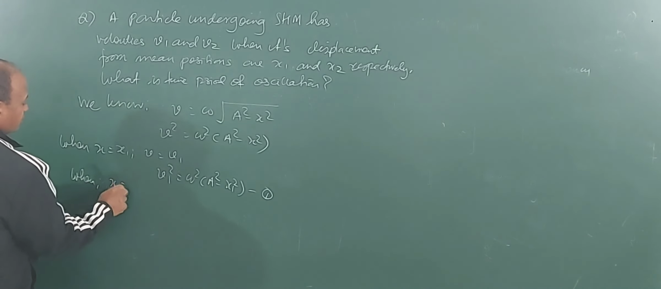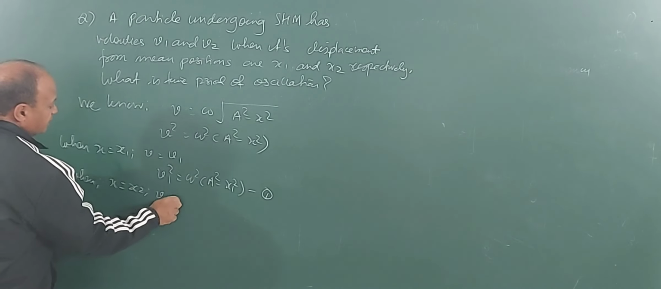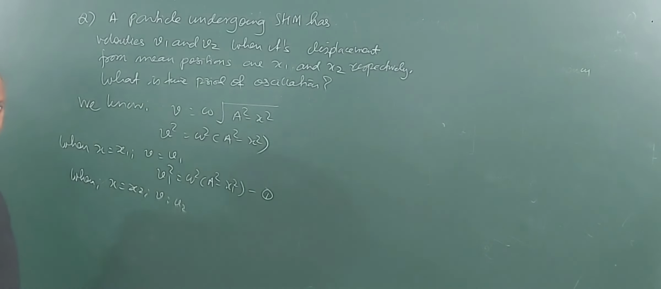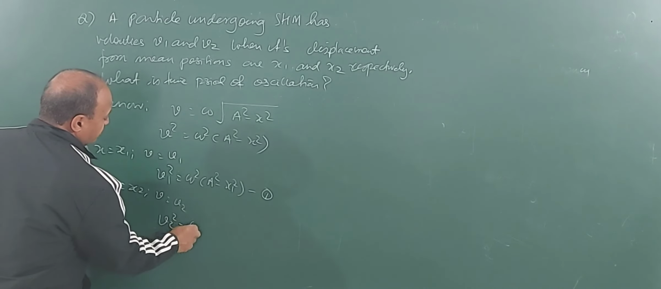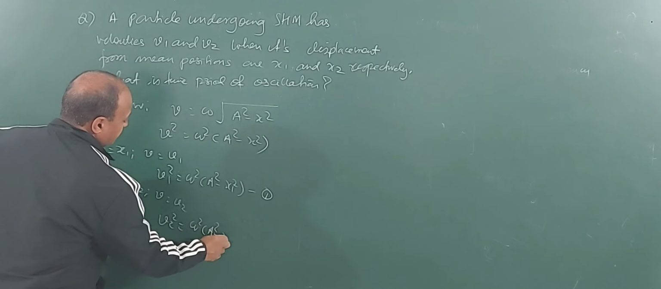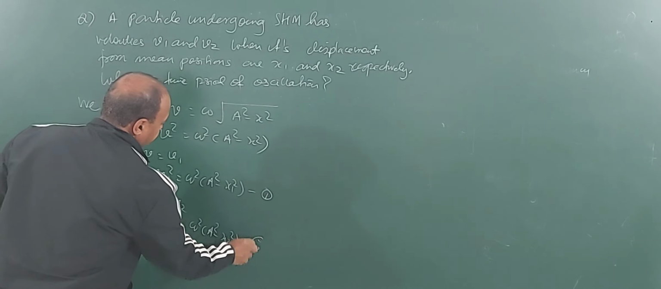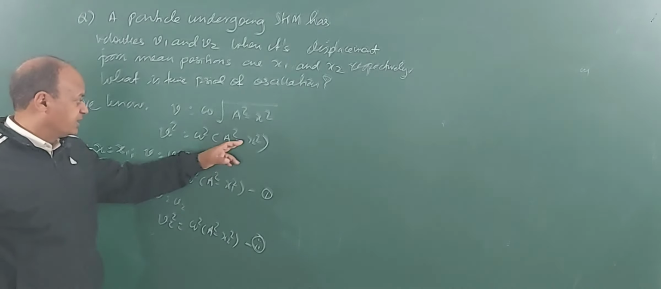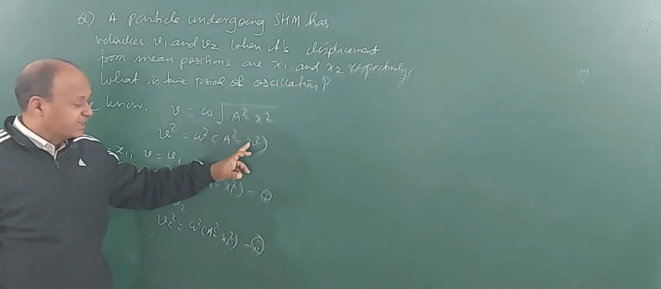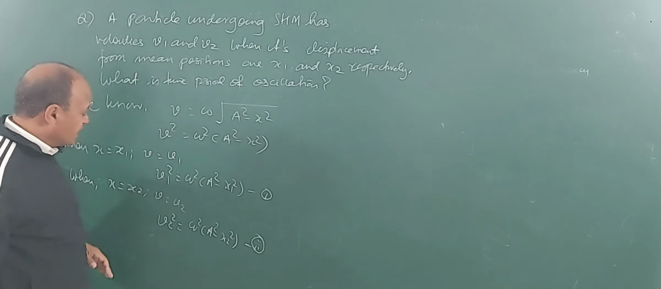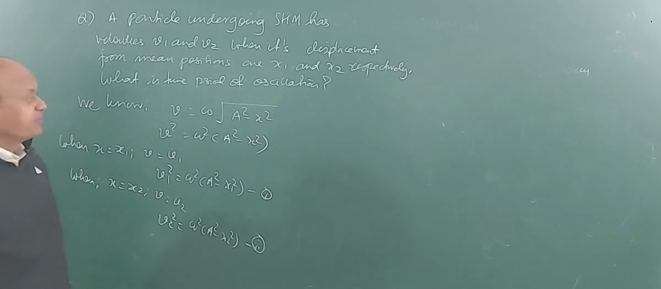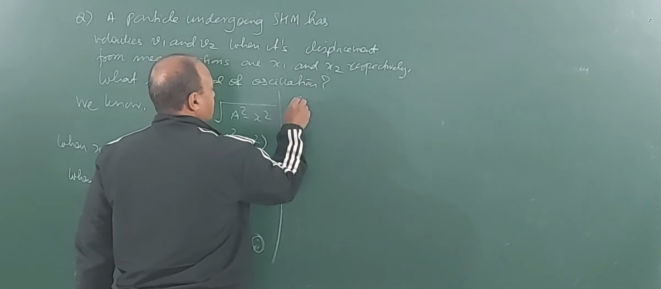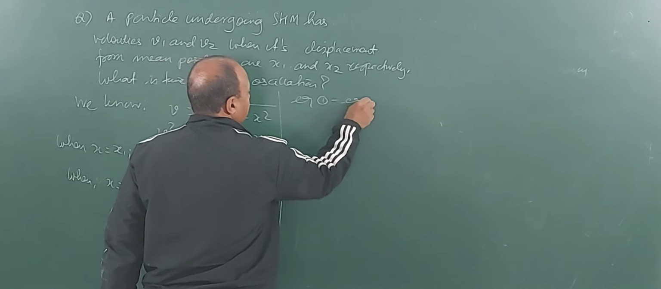When x is equal to x2, then v is equal to v2. If I put this here, then v2 square will be omega square into a square minus x2 square. Alright? Very easy. When x is equal to x1, then v is equal to v1. When x is equal to x2, then v is equal to v2. Now, what we don't need is a square. So, we'll be subtracting equation 2 from equation 1, using equation 1 minus equation 2.